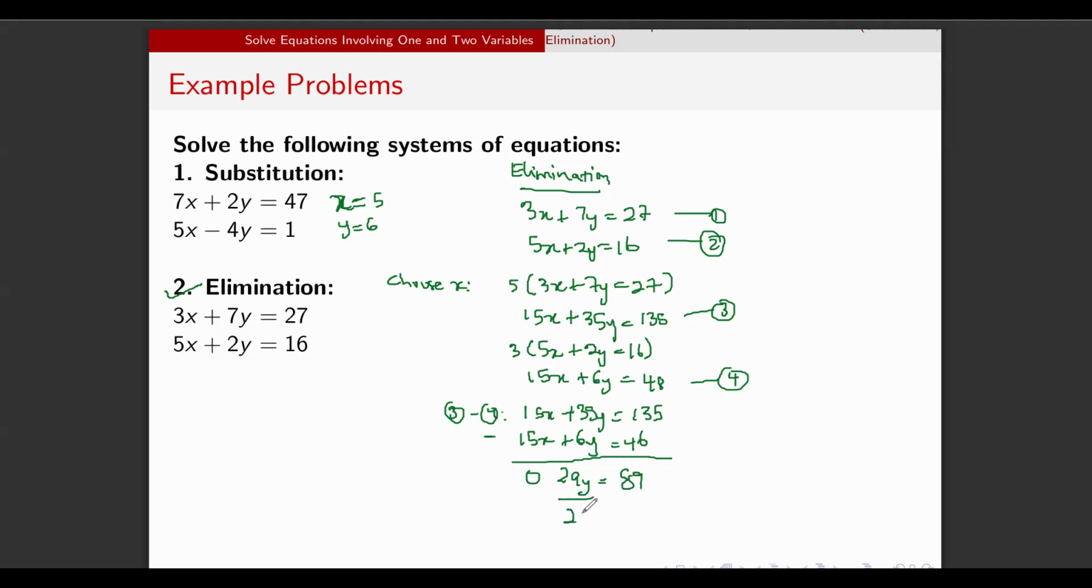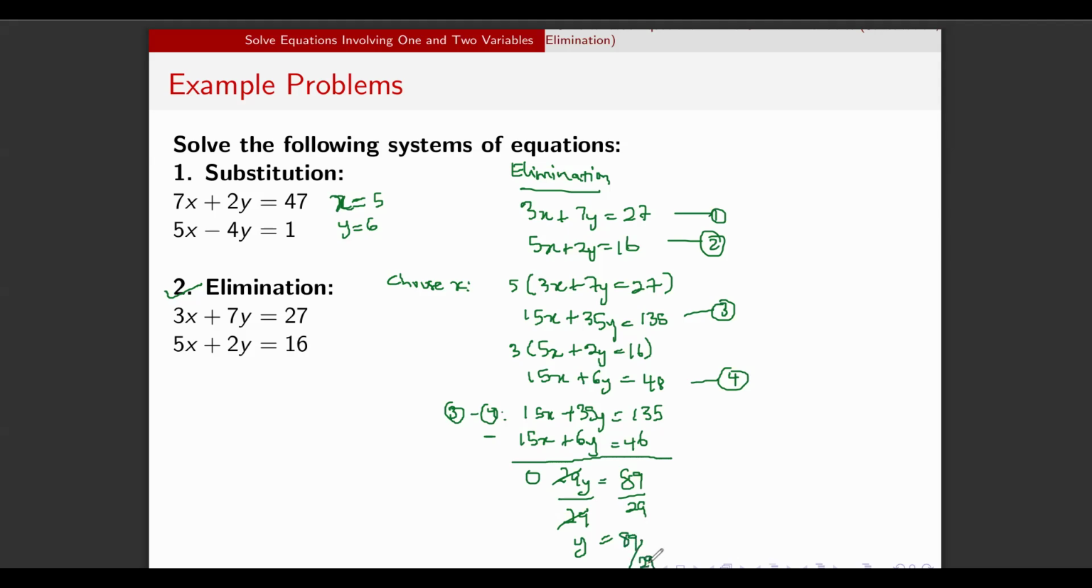I can divide both sides by 29 to make y the subject. So I have here y equals 89 divided by 29. It's still the same. Nothing is changing. I hope I'm not making a mistake. Please, if you are going through, check, just in case I've made a mistake, then you correct it. So I have here y is equal to 89 over 29.